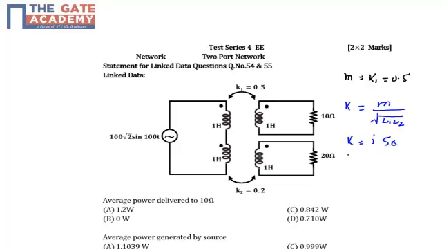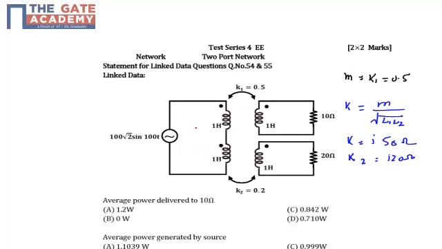Similarly, in the case of coil 1 and 3, you will get the coefficient as J20 ohms. Now if we draw the equivalent circuit of this electrical network, you can see that the coupling between coil 1 and coil 2 is J50.